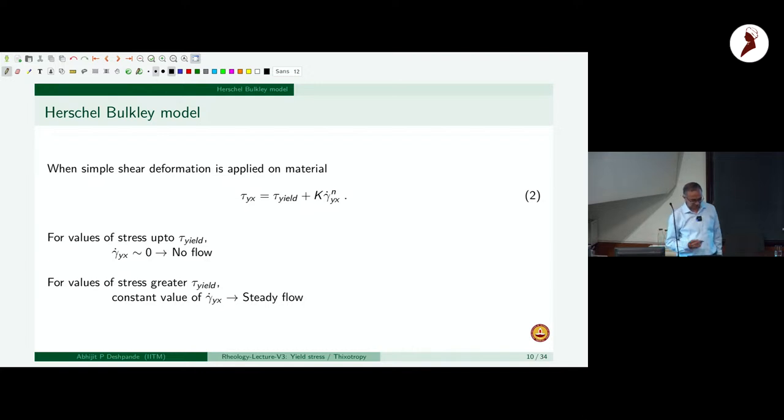The Herschel-Bulkley model is the yield stress plus shear thinning. Many times, what people would do is measure viscosity as a function of strain rate, and we cannot really go to low enough strain rates to observe the yield stress very effectively. So you do a curve fitting with this Herschel-Bulkley model and then read out the yield stress from the experimental data.